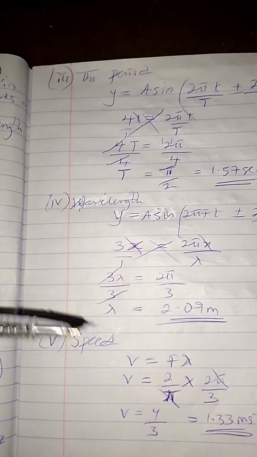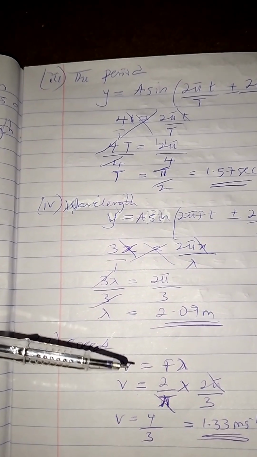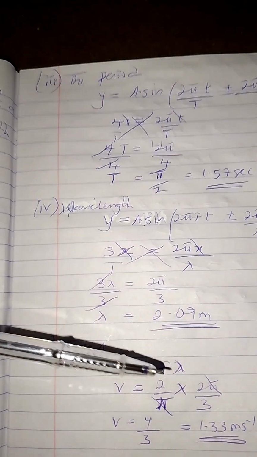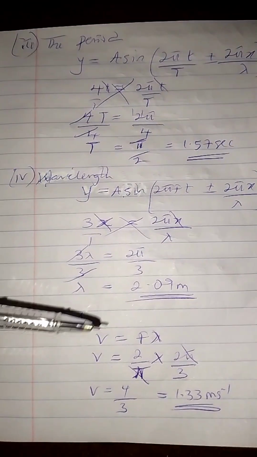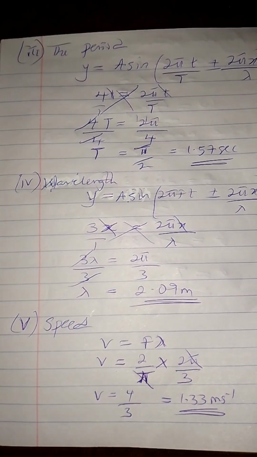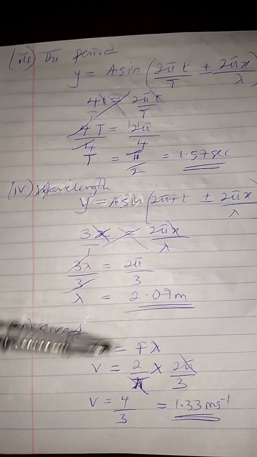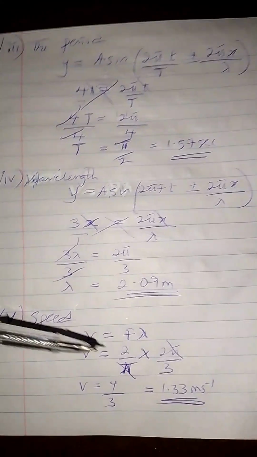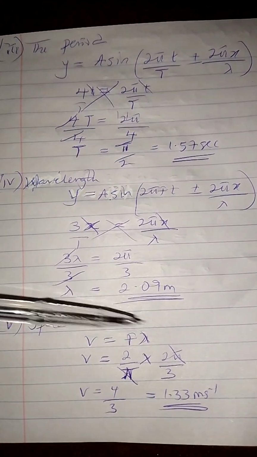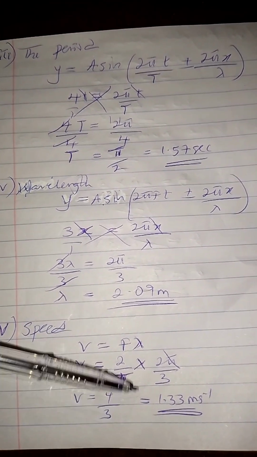Then if you go to the speed of a wave, v equals f lambda. V is already there. F, we have found before. We just found lambda. Now all you have to do is to put it into the equation. Just multiply it together. If you multiply, you get 4 over 3, which is 1.33 meters per second.